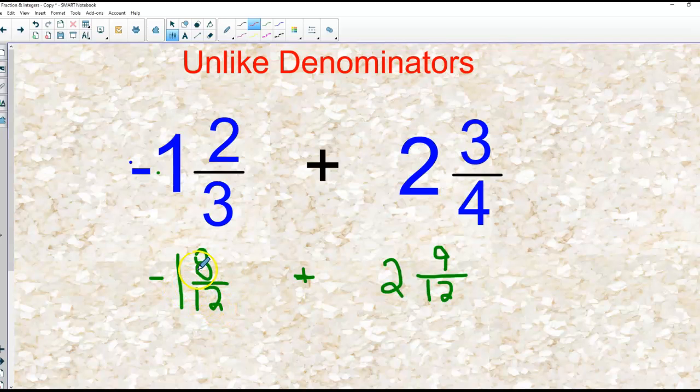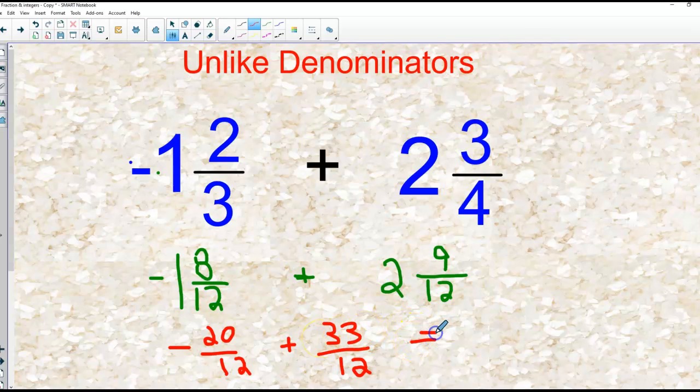12 times 1 is 12, and then plus 8, this would be 20 over 12. Okay, and I'm going to bring my negative sign along with me. If I go to this one, 12 times 2 is 24. And then 24 plus 9 would be 33. Bottom number stays, right? Making it improper. And this one's positive, so I don't have a sign to bring along with me.